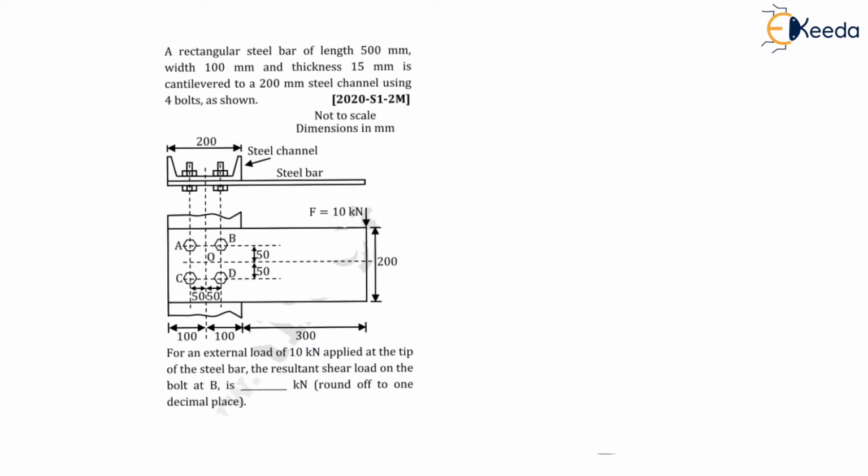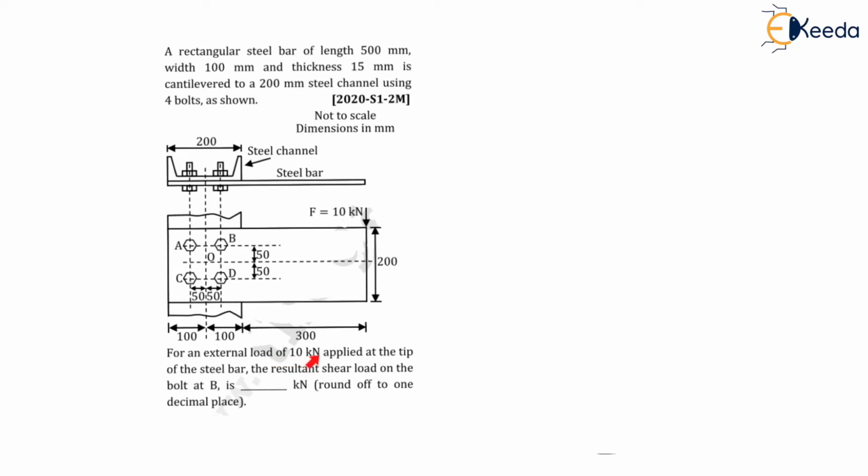This is given. Right. And thickness 15 mm is cantilevered to a 200 mm steel channel using 4 bolts as shown. Now here you can see the 200 mm steel channel, and using the bolts it is connected to the channel, right? And there are a total of 4 bolts used, A, B, C, D. These are the bolts, and distances are also given, right? Now here the diagram is given, steel channel, steel bar, right? Here is another view, and this is the channel, right?